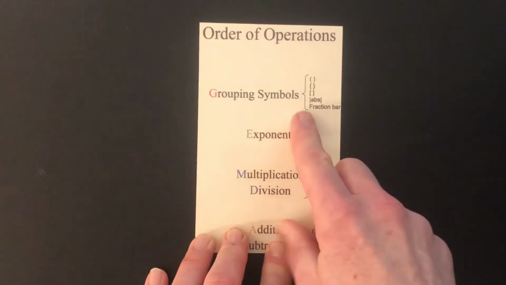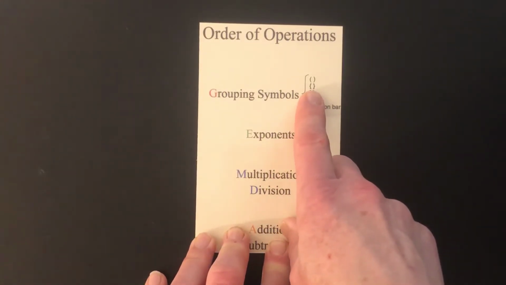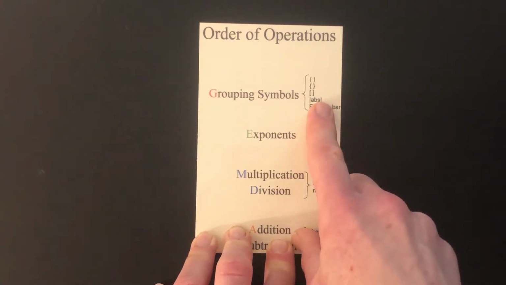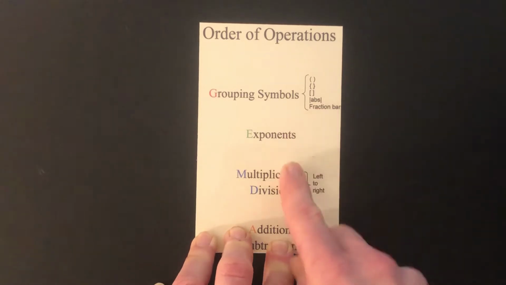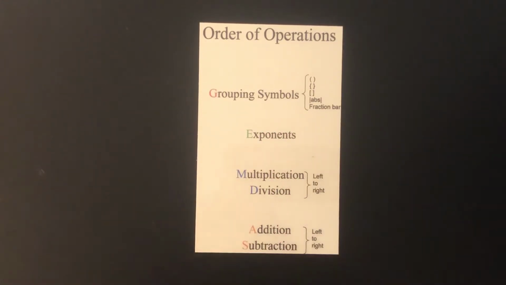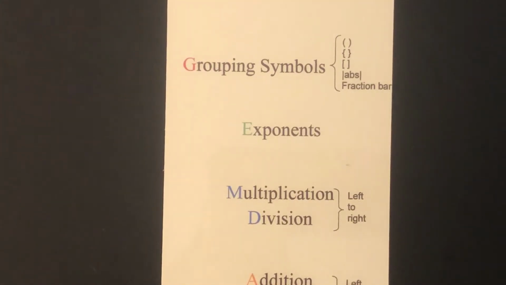Grouping symbols. You've got parentheses, brackets, and sometimes you'll see people use these, just another variation on the parentheses. And then you've got the absolute value and the fraction bar. Then we've got exponents, multiplication, division, addition, subtraction. Today we will do some order of operations with the fraction bar. The next lesson we're going to have brackets. It's time to move up in the world.